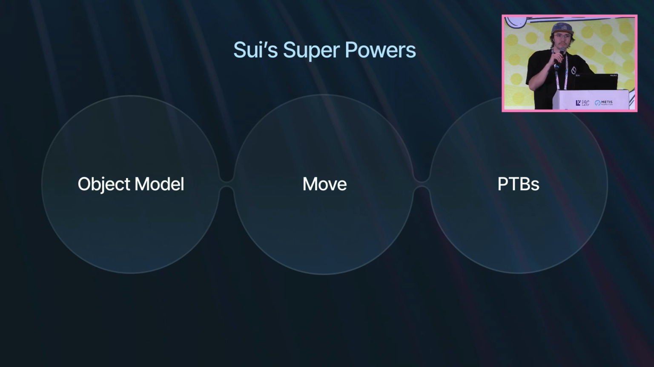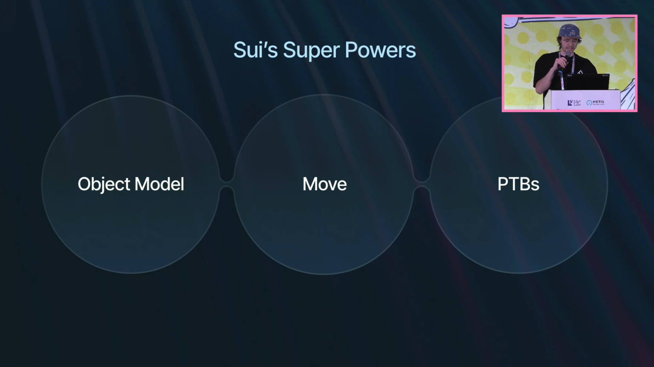And then we have Move. Move is the smart contract language that we use to develop our smart contracts. This will basically allow you to create assets on chain and the logic to manipulate these assets. And then we have our bread and butter, PTBs. PTB stands for Programmable Transaction Blocks. I'll go into detail about it later, but it's a way to allow client-side developers the power of a smart contract developer without any need of smart contract experience.